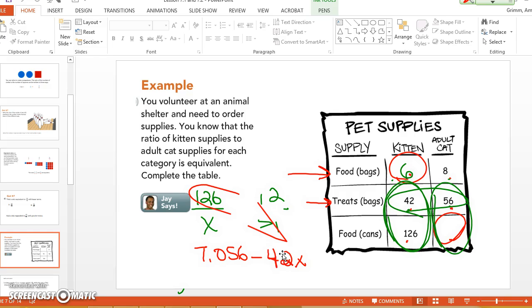Okay? And then divide both sides by 42. 392. So that means for food cans, if the kittens are going to eat 126, I have to buy 300. You told me 390, or did I write that down? 392. 392 would be the amount of cans I would need for an adult cat. I think that's the hardest part of 7-1. Does that make sense? You guys okay? All right.